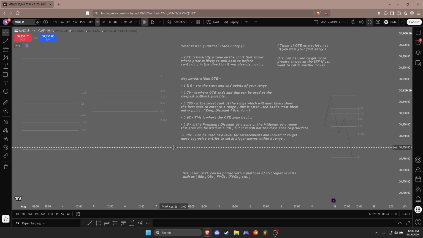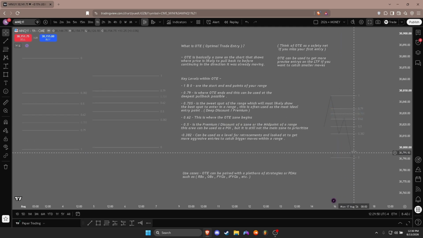All right, so 0.5. 0.5 is the premium slash discount zone, or the midpoint of a range. This area can be used as a point of interest, but it's still not the main zone to prioritize. If I'm marking my OTE in a certain range and price is below the 0.5, in this bear example, we would be too much in discount. If I wanted to look for an entry right here, it wouldn't work because we're too much in discount. But if we're above the 0.5, that means we're in premium, which is good for bearish examples. So I would want price to preferably be above my 0.5 for a bearish example.